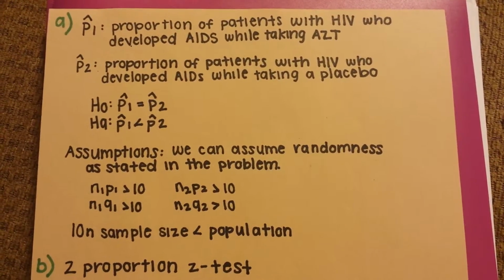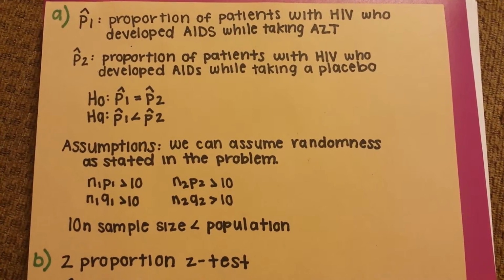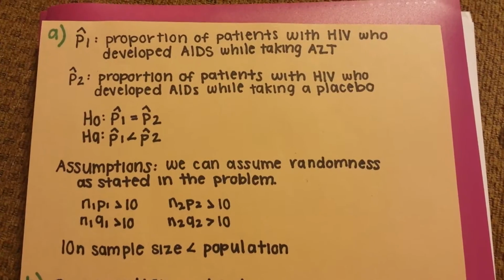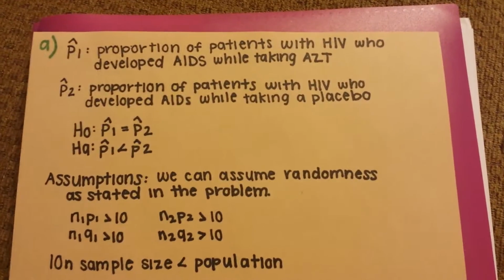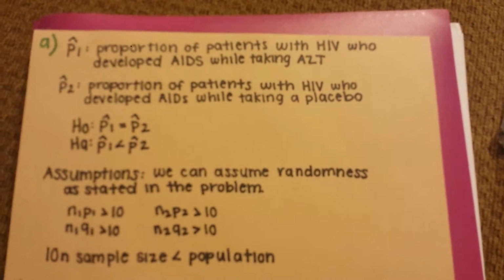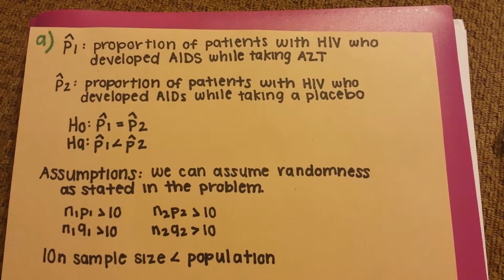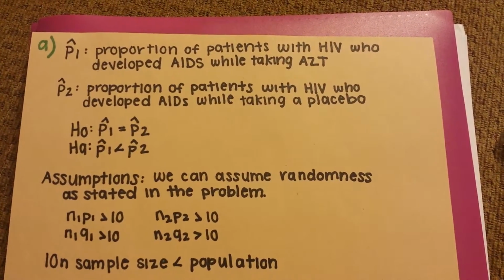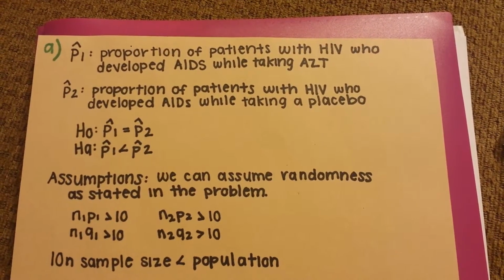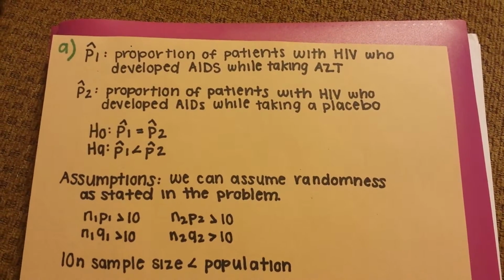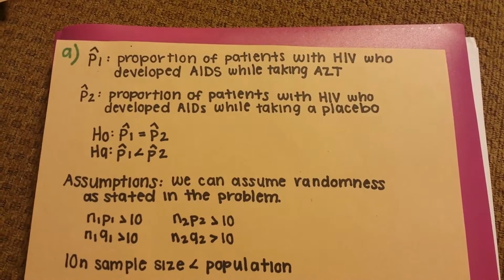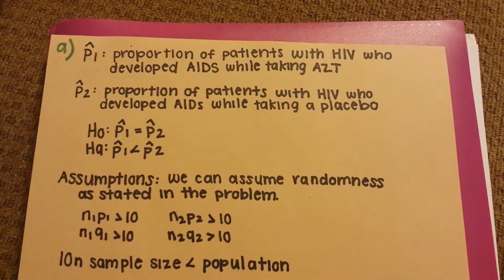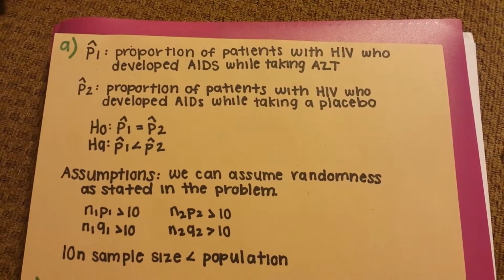So A wants us to state the hypotheses and check that you can safely use the Z procedure. So here I have P1 as the proportion of patients with HIV who developed AIDS while taking AZT, and P2 is the proportion of patients with HIV who developed AIDS while taking a placebo. So our H0 is P1 is equal to P2, and our HA is P1 is less than P2.